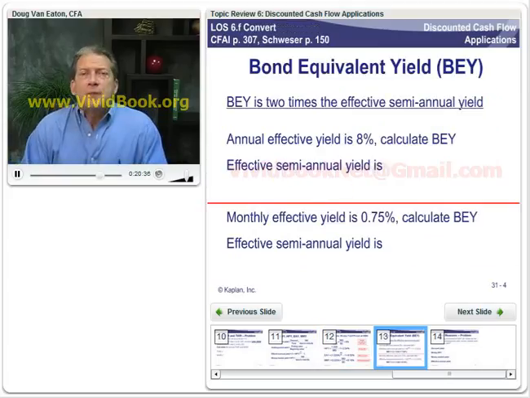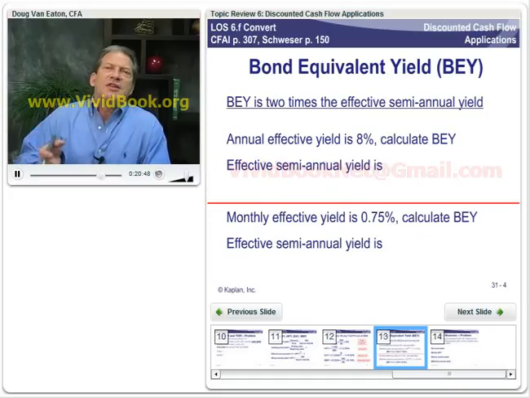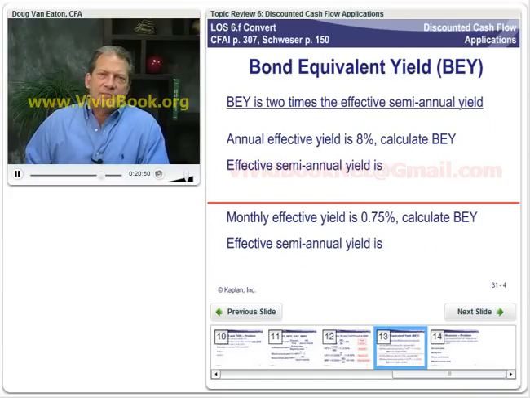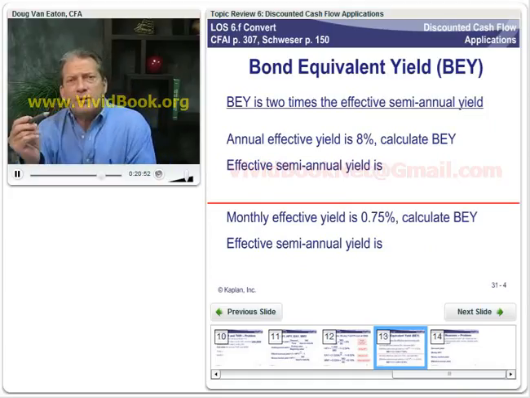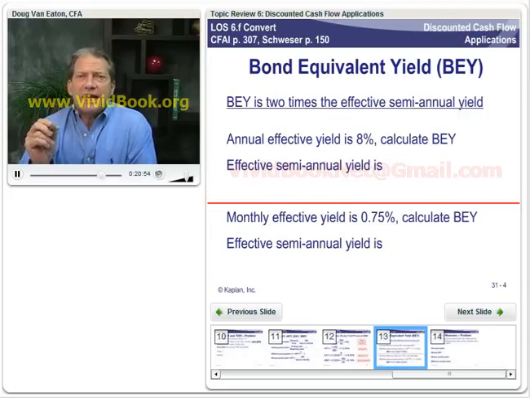The last part here, bond equivalent yield. We're going to define this as 2 times the effective semi-annual yield. So what we want is the 6-month compound rate. Look at this first example here. Annual effective yield is 8%. Calculate the BEY. Well, we've got the annual effective yield.